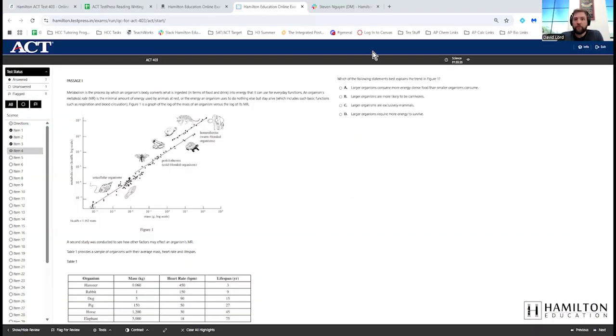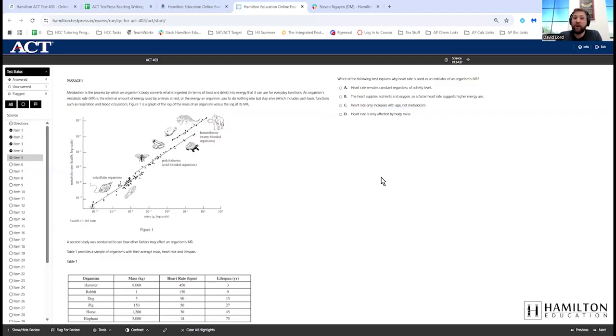Question number 4. Which of the following statements best explains the trend in figure 1? Well, I notice as mass goes up, the metabolic rate increases. Large organisms consume more energy dense food. That does not seem to be listed on here. It doesn't talk about any food consumption. Larger organisms are more likely to be carnivores. That's true, but the woolly mammoth at the end is a herbivore, so it's not true. Large organisms are exclusively mammals. Nope, we have the tortoise right here. Larger organisms require more energy to survive. That's true. As they get bigger, they require a higher rate.